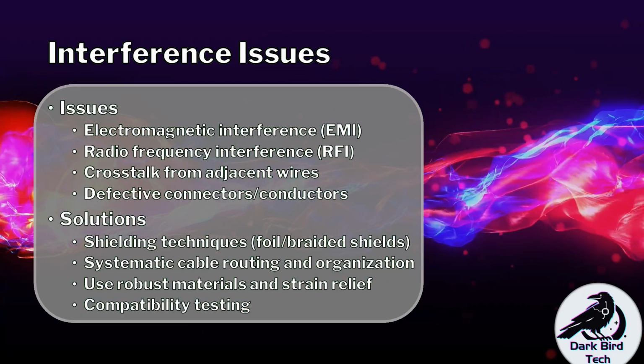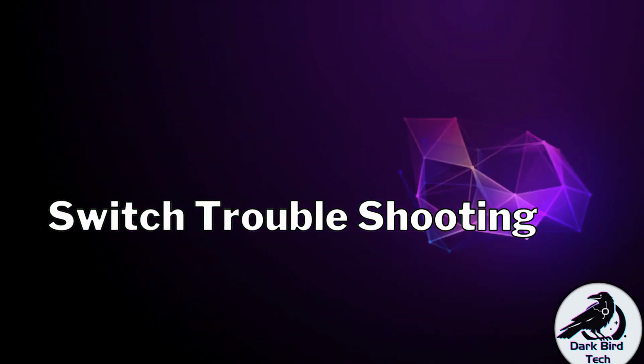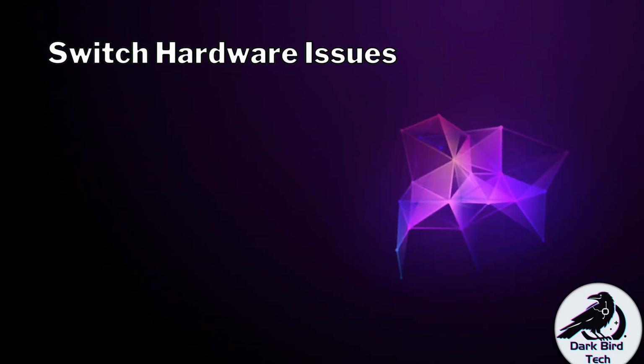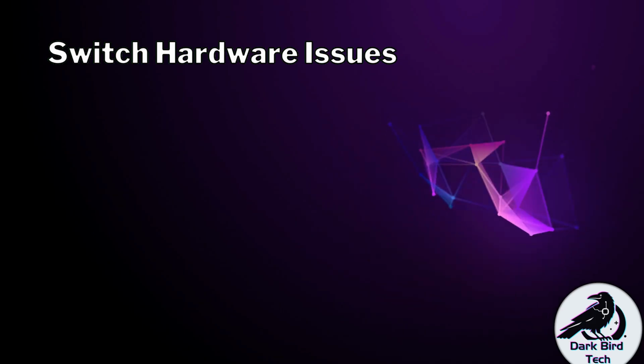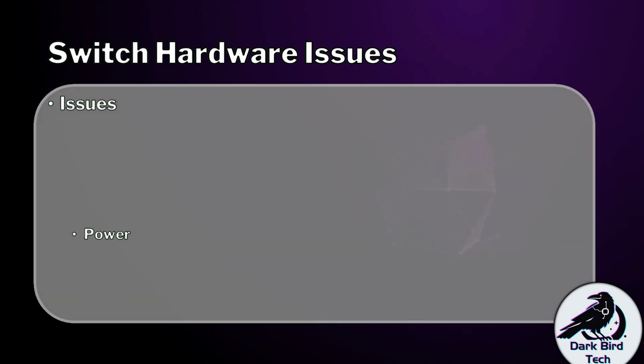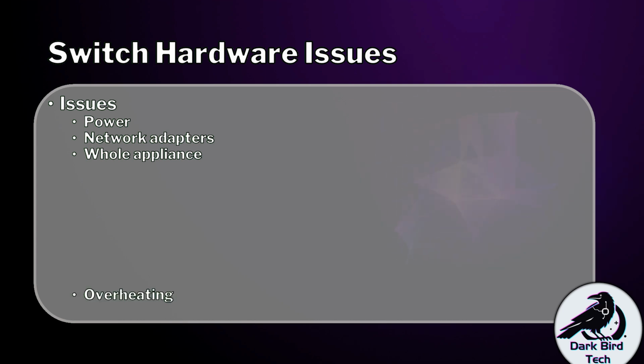Now, let's move on to switch troubleshooting. So, with the switches, you can start out with some hardware issues. These issues will include the switch has got some power issues. It could have a physical issue with its network adapter. The whole appliance could be faulty. Or it could be that the switch is overheating. Remember, this thing is a computer device, and if we stick it in a network cabinet, we are going to be limiting its airflow if we're not careful.